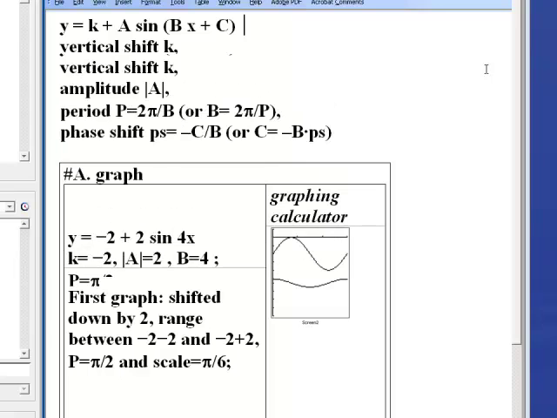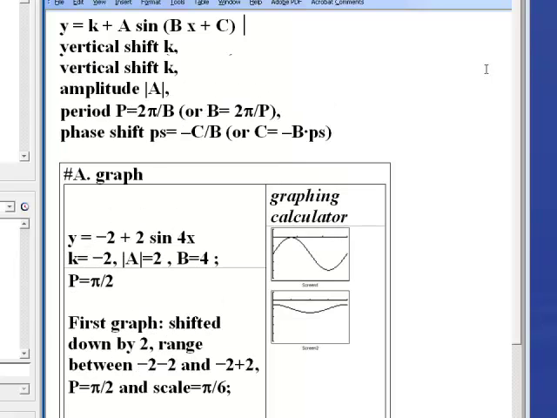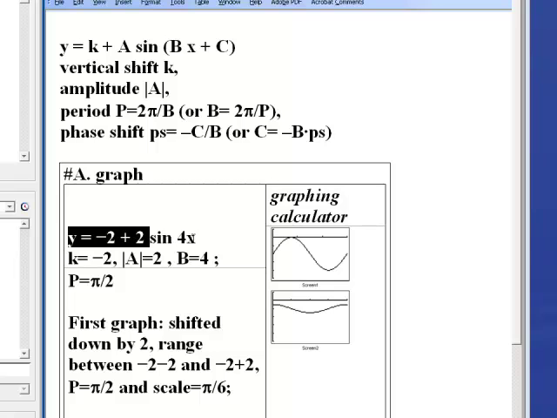graph one complete cycle of each of the following. In each case, label the axis accurately and identify the amplitude, period, and vertical translation for each graph. So here we have y equals -2 plus 2 sine 4x. There's a vertical shift of 2 down. The amplitude is 2. The coefficient b is 4.